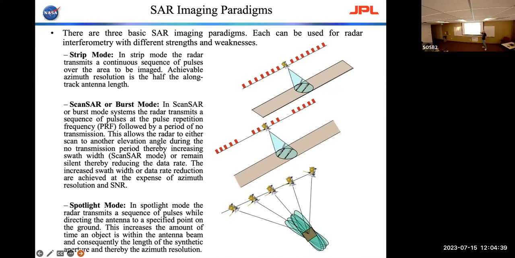And there are other modes, like the TOPS mode, another mode that you might read about that radars use. It's a form of ScanSAR that has some advantages, and I won't go into that. So there are ways of collecting data, and how you collect the data, you're basically making a trade for one thing versus another that you're trying to optimize.